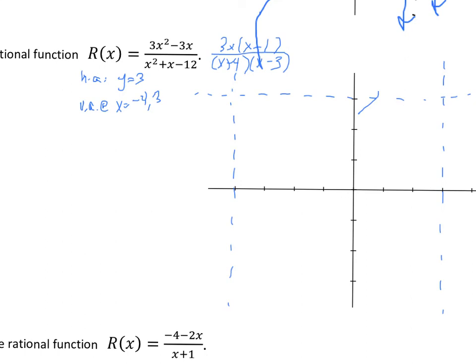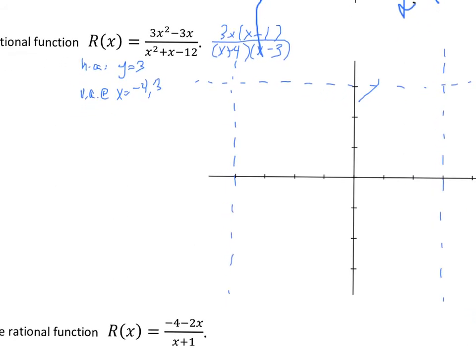All right, any holes? Okay, at the top we got 0 and 1, bottom we got negative 4 and 3, so there's no holes. Okay, so let's go x-intercepts. So where are the x-intercepts? At 0 and at 1. Which means our y-intercept is at 0, obviously. Okay, all right, let's pick some points.